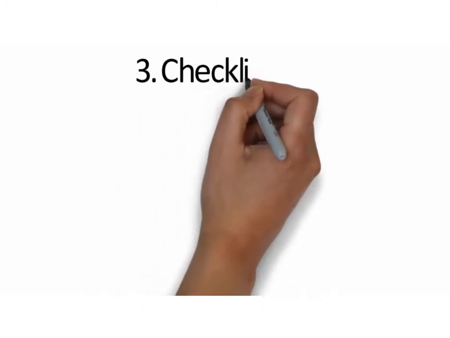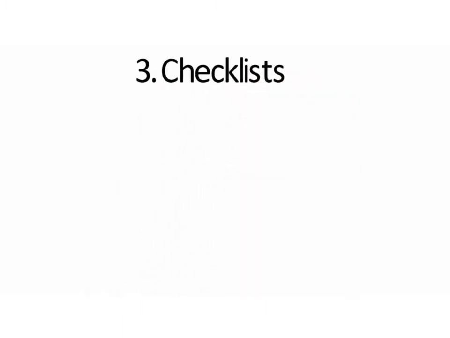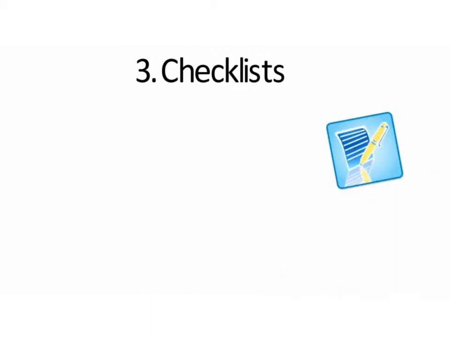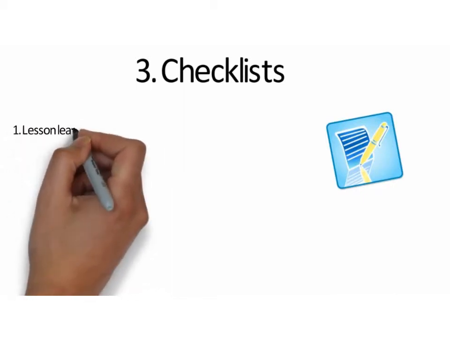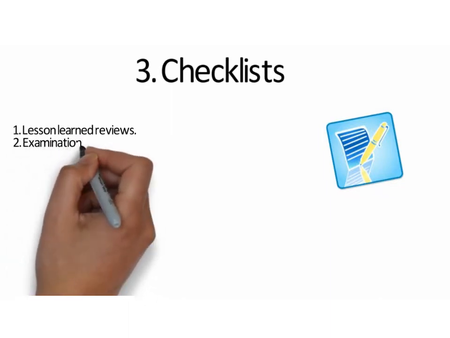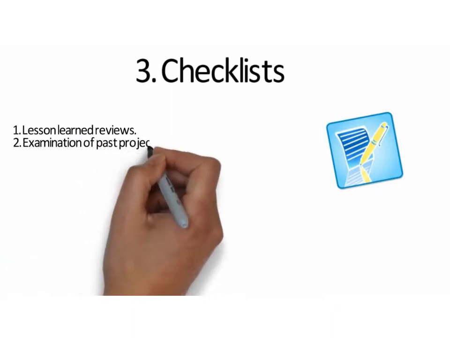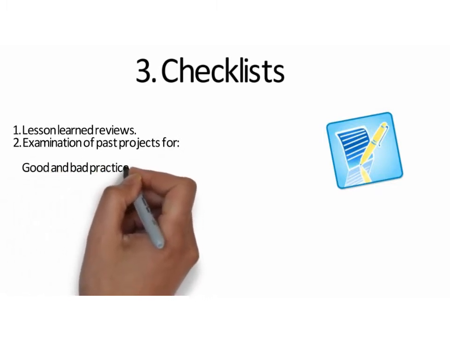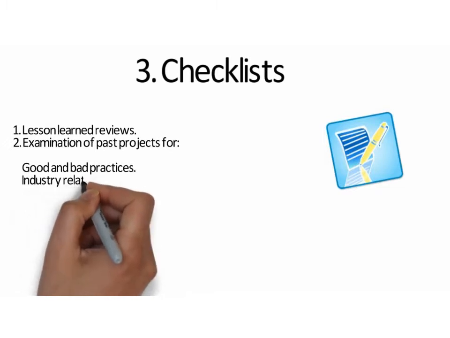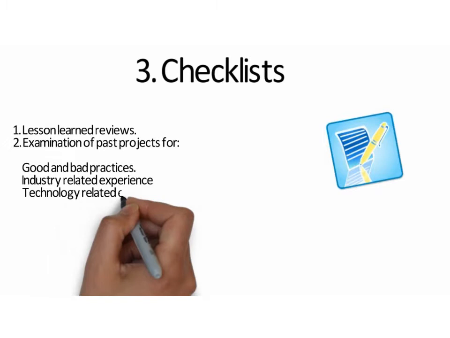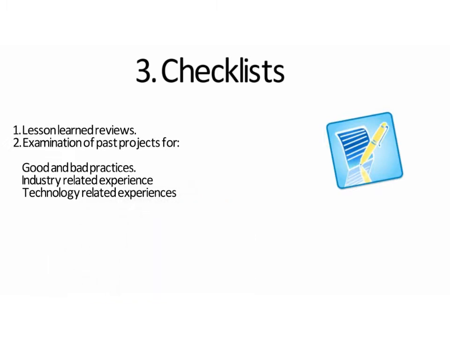Checklist is the third tool and technique of the identify risk process. Risk identification checklists are developed from 1. Lesson learned reviews. 2. Examination of past projects for 1. Good and bad practices. 2. Industry-related experience. 3. Technology-related experience.